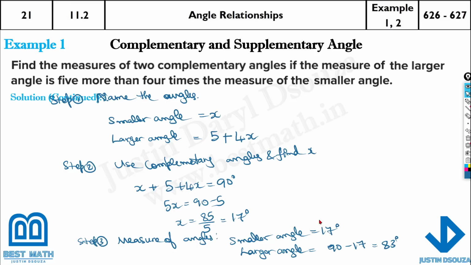The smaller angle x is 17 degrees, the larger angle will be 90 minus 17 because they're complementary, it's 83 degrees. So that will be the correct answer.